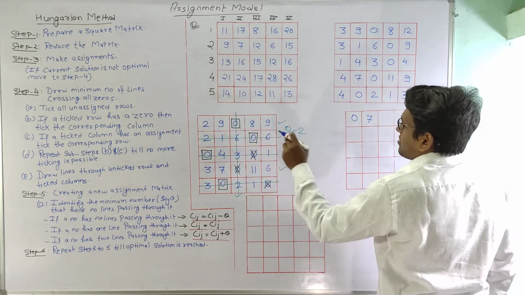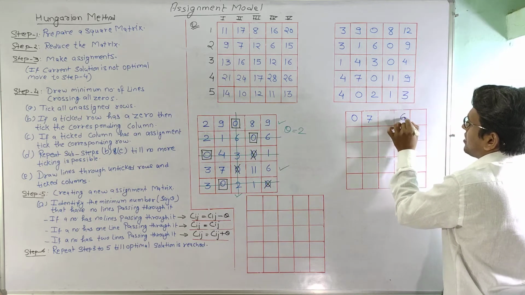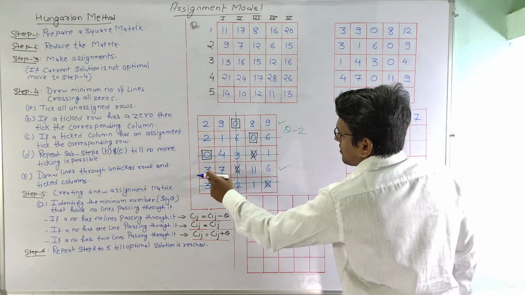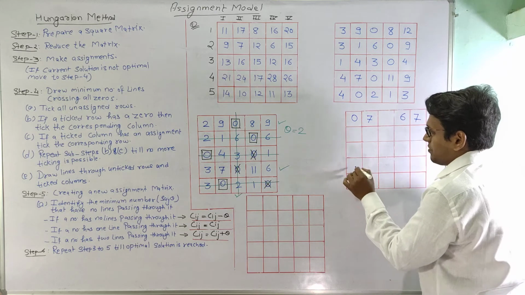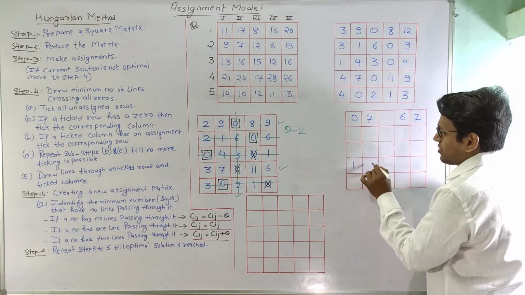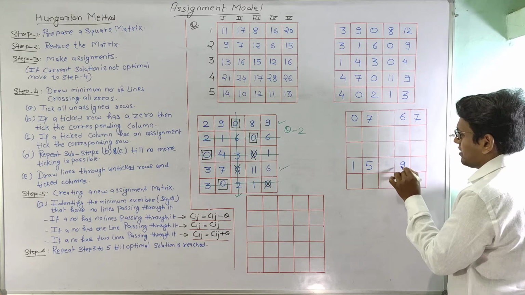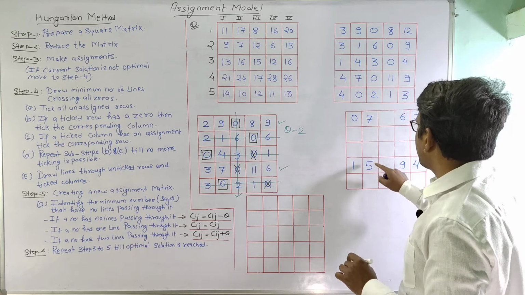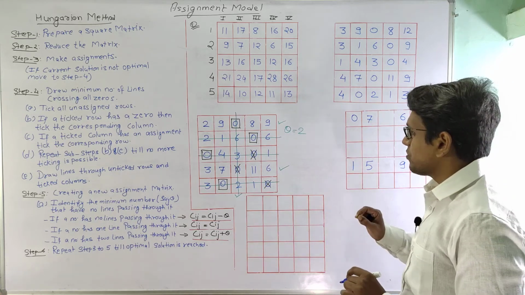Now this is the cell where no lines are passing. 8 minus 2 is 6, 9 minus 2 is 7. Similarly then we have these 4 cells where no lines are passing. So 3 minus 2 is 1, 7 minus 2 is 5, 11 minus 2 is 9 and 6 minus 2 is 4. So only these cells are having no lines passing through it.